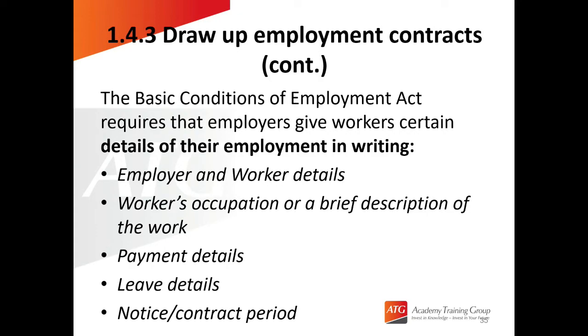The Basic Conditions of Employment Act requires that employers give workers certain details of their employment in writing. For example, the employer and worker details, the worker's occupation or a brief description of the work, what their payment details are going to be, as well as what their leave details are and any notice or contract period that needs to be served.